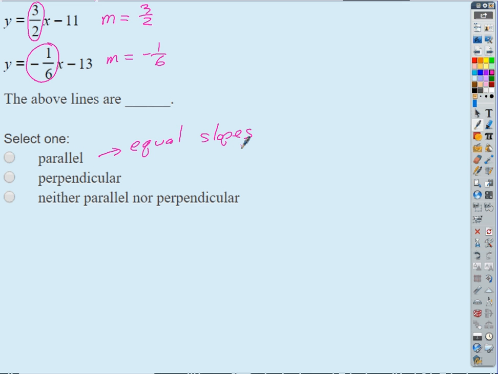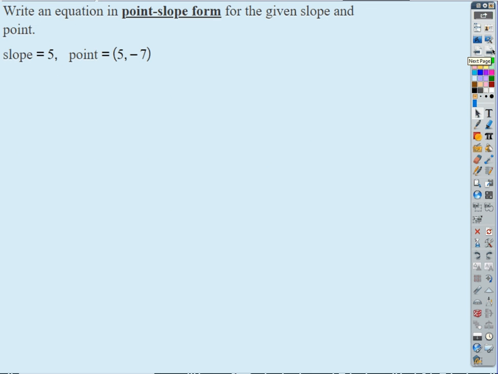Negative 2/3, right? Because we know that for perpendicular lines, the slopes are negative reciprocals. So one's positive, one's negative, and they're the flip of each other. And then if neither one of those is true, like in this case, it's neither. So if the bottom one's negative 1/6, what would the top one have to be to be perpendicular? Positive 6, right? Okay? Good.